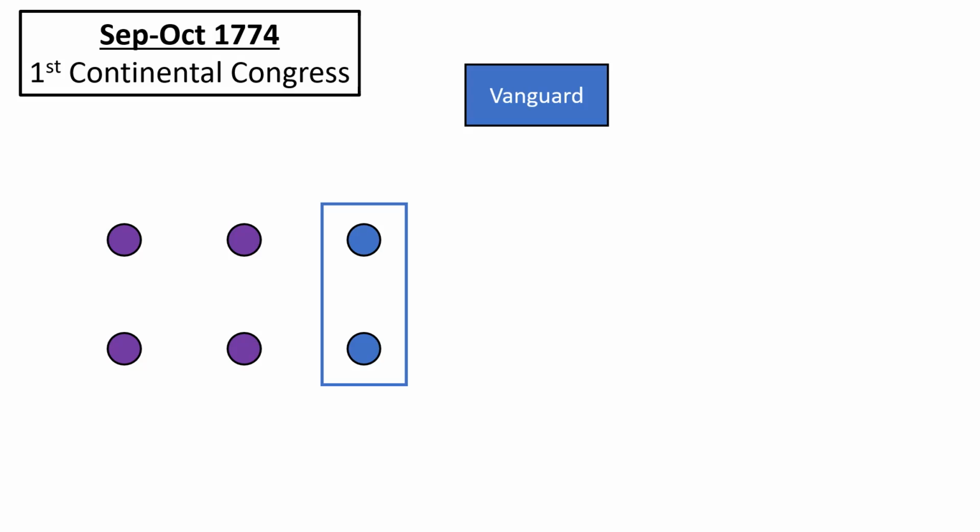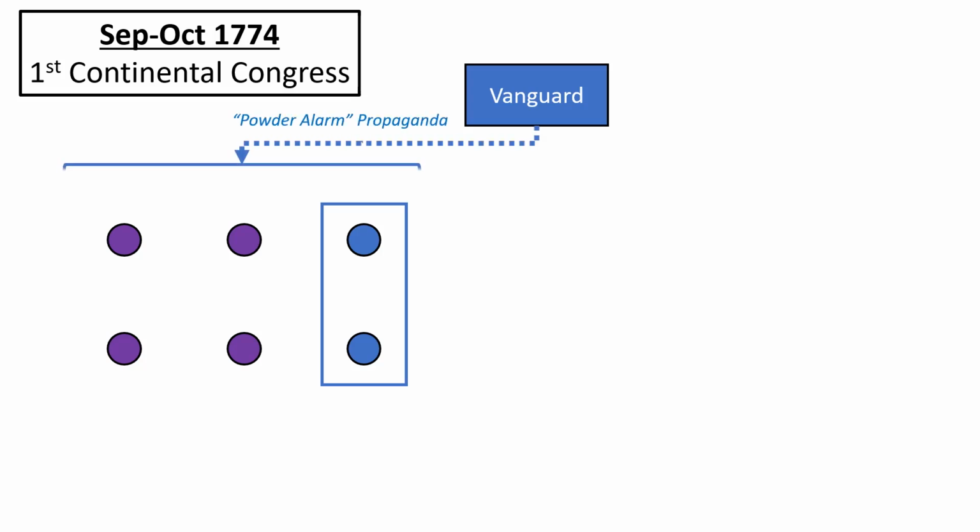First, the Patriots established a special message service between Boston and Philadelphia, ensuring that they, again, had the first take on developing events. Immediately after the Congress began, Sam Adams used this service to spread propaganda regarding a British attack on Boston, coupled with news of brave colonial resistance. Unsurprisingly, this powder alarm helped generate a more pro-Patriot attitude amongst the delegates.